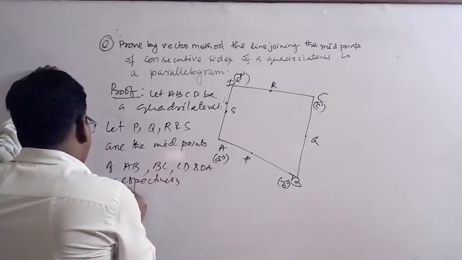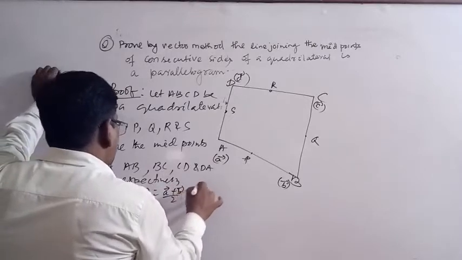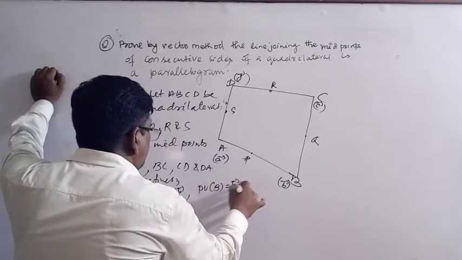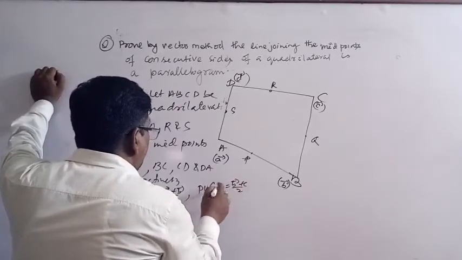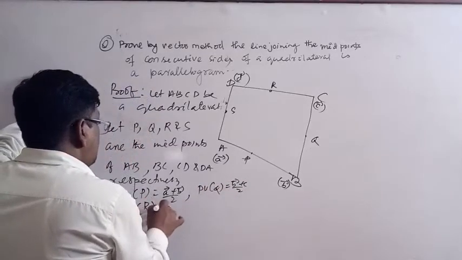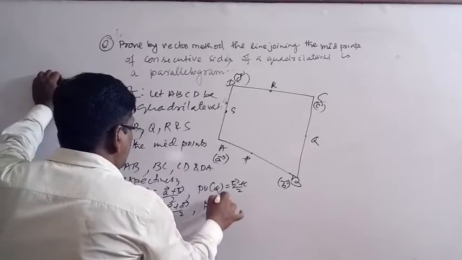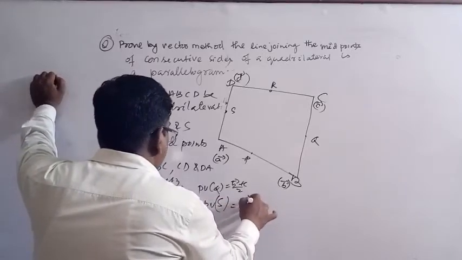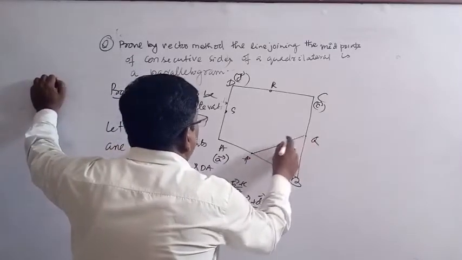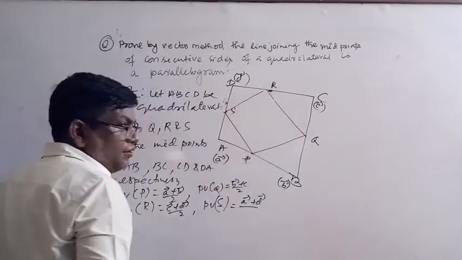Now PV of P is equal to A plus B by 2. PV of Q is equal to B plus C by 2. PV of R is equal to C plus D by 2, and PV of S is equal to A plus D by 2. Now join PQ and QR and this.